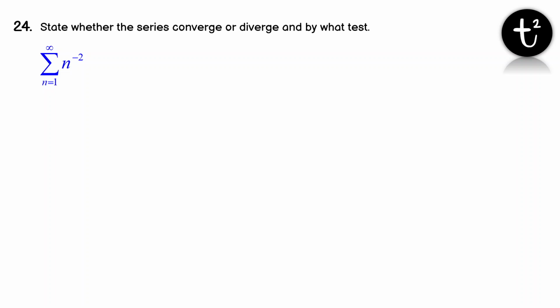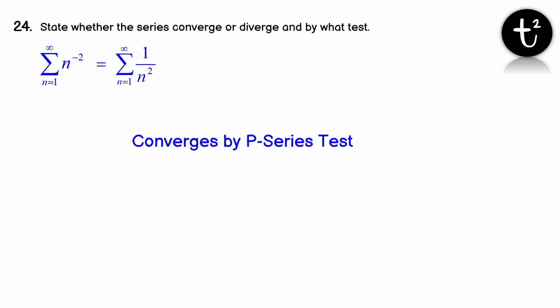All right, problem number 24, we have the sum of n to the power -2. Again, we could write this as the sum of 1 over n to the power 2, and this series will converge by the p-series. This is a convergent p-series.